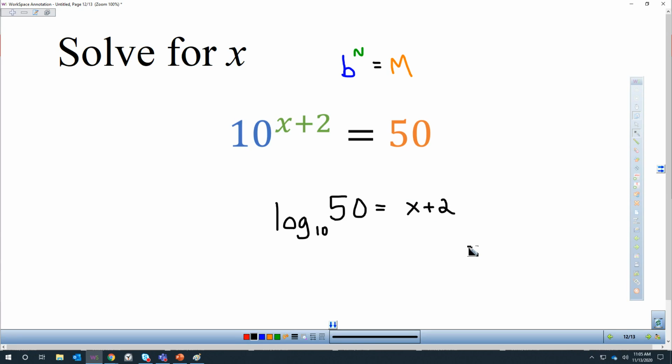Okay, and now you're seeing the problem that we were anticipating, right? Is we don't have x by itself. We have x plus 2 over here, and it's equal to log base 10 of 50. So I'm going to have to do some work to get x by itself, which isn't a big deal here, right? All I have to do is subtract both sides by 2.